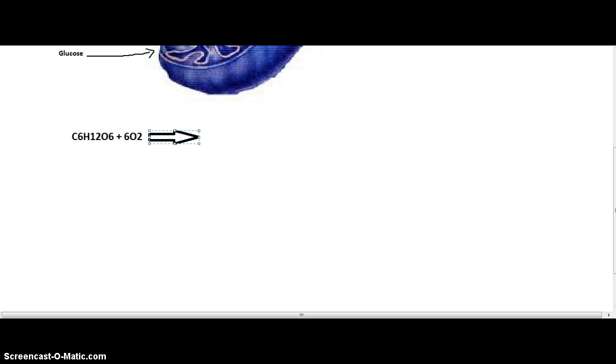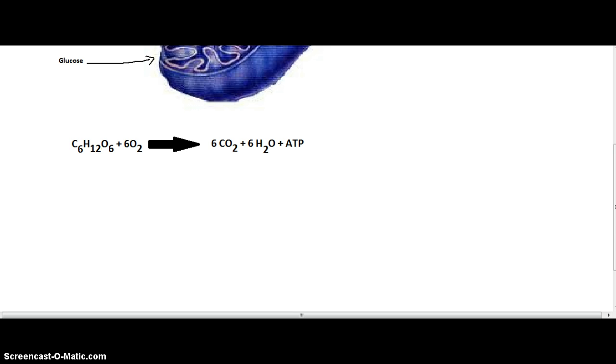Okay. Remember that an arrow represents a chemical reaction taking place. So you have glucose plus 6 oxygens give you 6 CO2 plus 6 H2O and ATP. Okay? So here is the chemical reaction of cellular respiration. You have to know this.